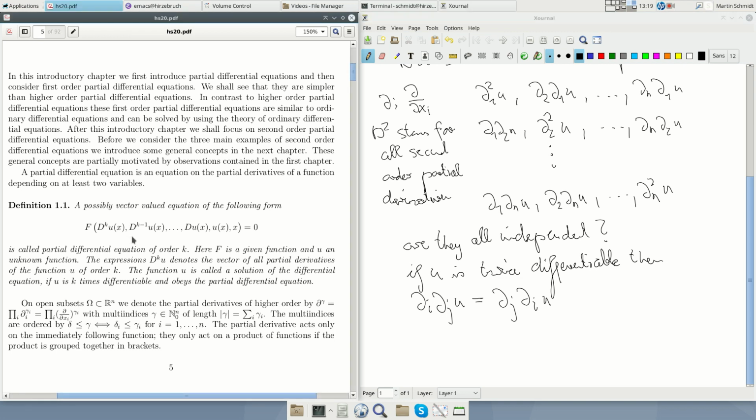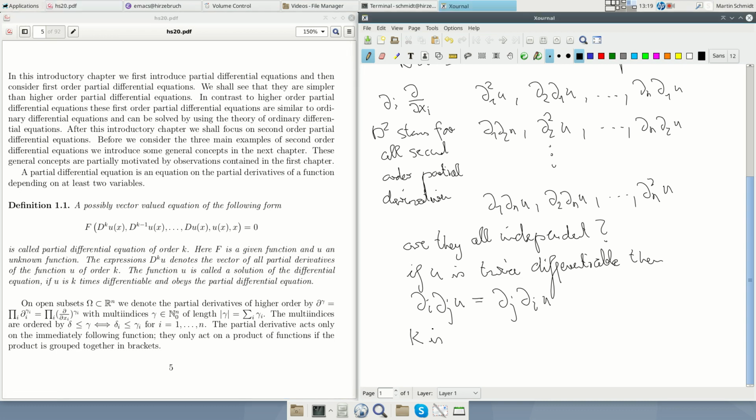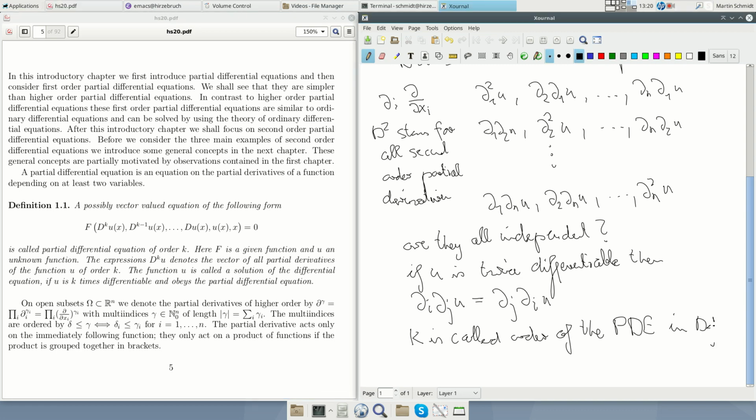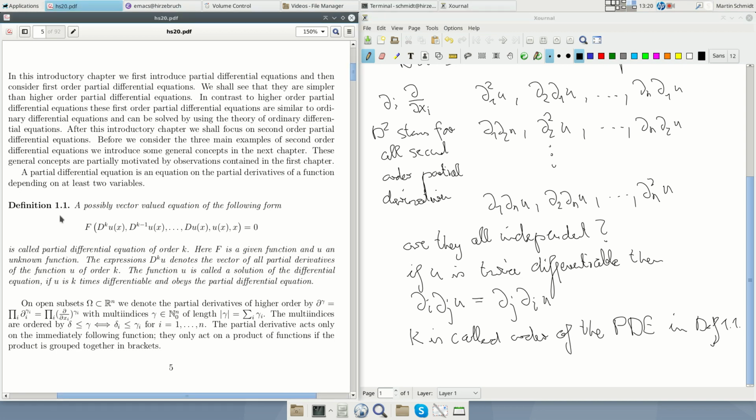We will always assume that for a solution, we assume that the function is as many times differentiable as the highest order of a partial derivative which shows up. So in this example, k is the order. K is called order of the PDE. Here in our script in definition 1.1.